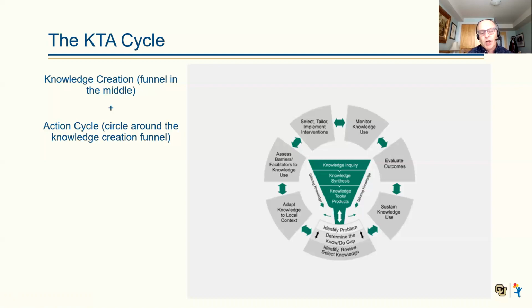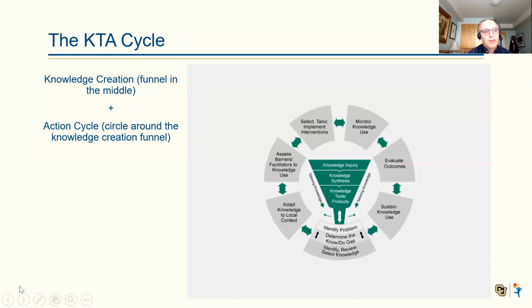And then the last box that you see sort of at 5 o'clock is the sustaining knowledge use. And while it's placed at the end of the cycle, really the model has you thinking about sustainability issues from the very beginning, because it's too late if you wait to the end to then say, oh, what are we going to do to sustain what we've done? So that's the action component, and that came, as I mentioned, from the 30 models.